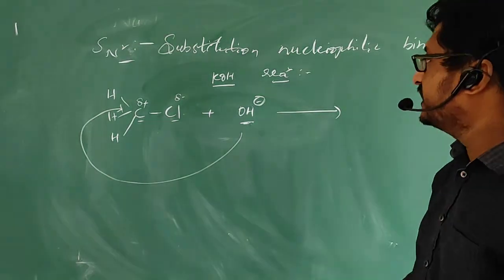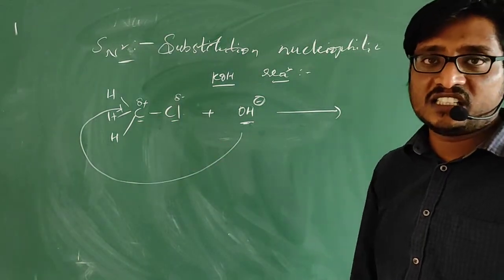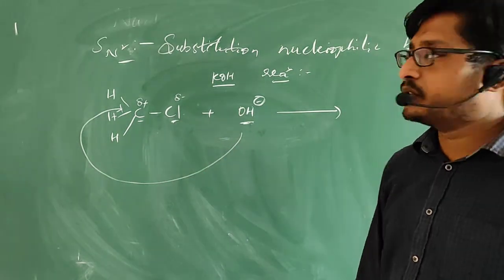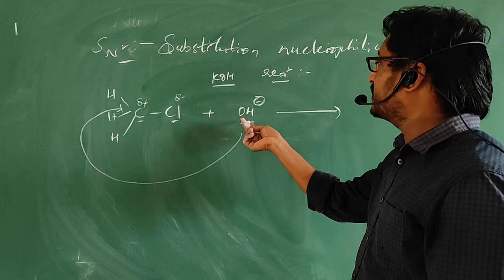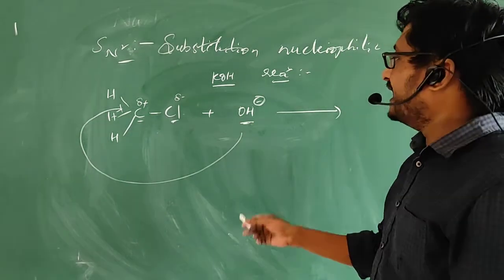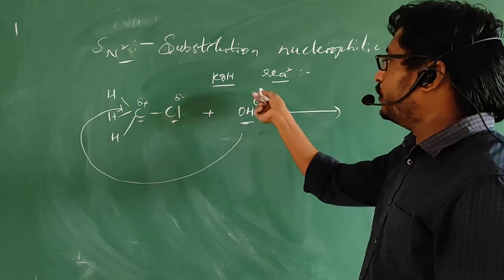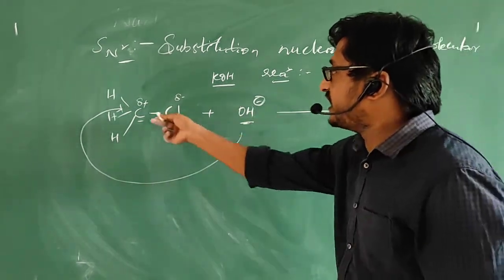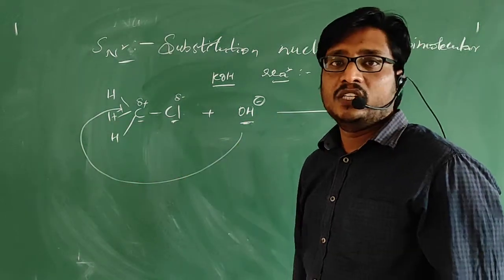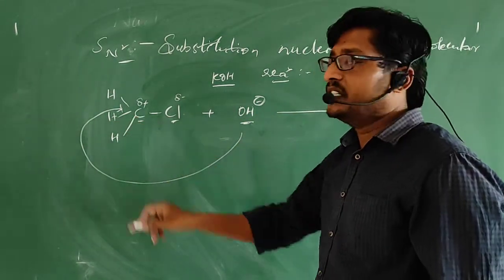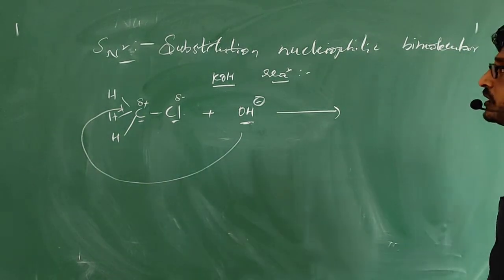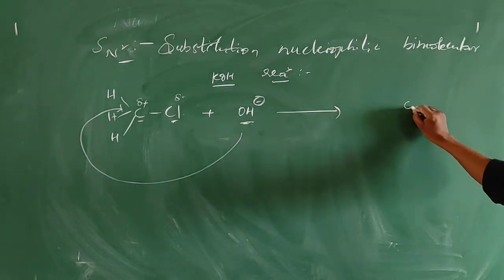Why won't it attack the carbon from the front side? The reason is that chlorine is present. Chlorine is also a nucleophile. So there will be a repulsion between this hydroxide ion and the chlorine present on the carbon. That is why this nucleophile, the OH minus ion, cannot attack the carbon from the front side. So it will try to attack from the back side. If it attacks from the back side, this is how the product gets produced.